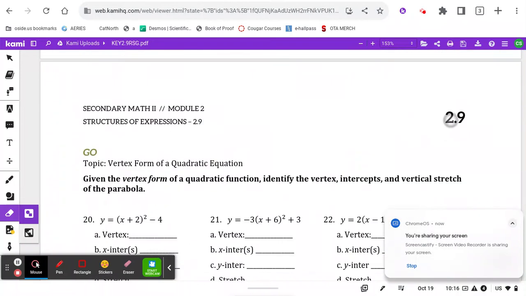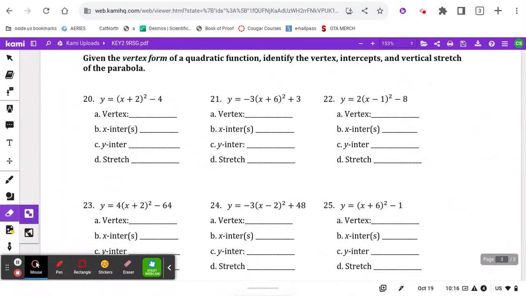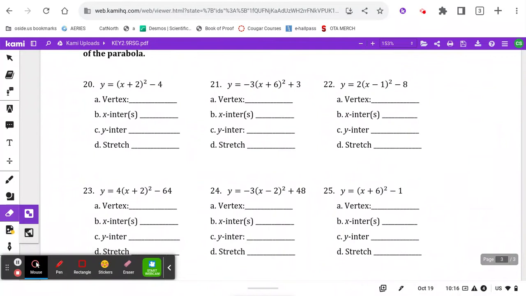All right, here on the 2.9 Go, we're actually going to do the sections of these first 6 problems that are pretty straightforward and fast. And then we're going to go back and do the x-intercepts that take a little bit longer and talk about that. So when it's in this vertex form, check it out.